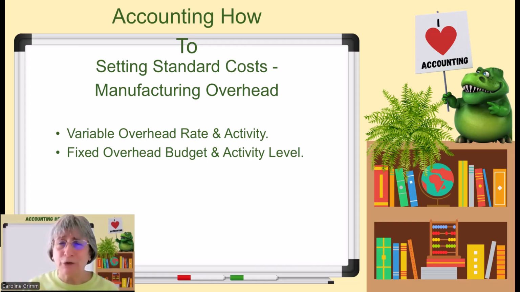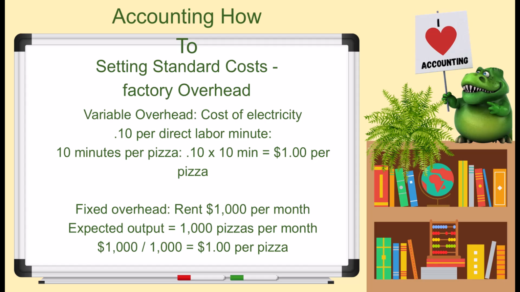Our rent is going to be the same amount whether we make 1,000,000 pizzas or 0 pizzas. So let's break down how we're going to figure out that overhead piece of it.